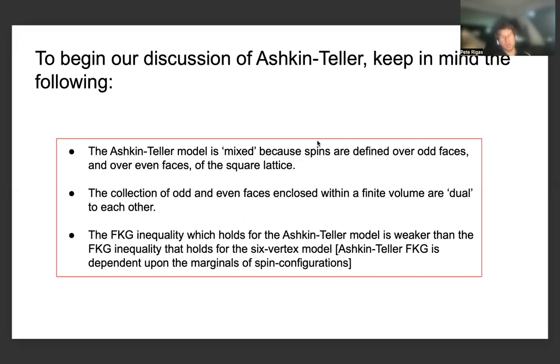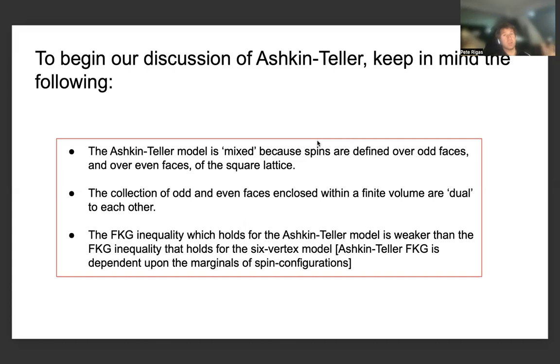And as we had been alluding to, we're very fortunate in the case of the six vertex model, as not in several other models of statistical mechanics, to have the property that the FKG inequality holds under flat and slope boundary conditions, and even other types of boundary conditions. And it holds for the Ashkin-Teller model, but in a weaker form, because the FKG inequality that holds for the six vertex model is not a marginalized inequality, whereas the Ashkin-Teller FKG inequality is dependent upon the marginals of spin configurations only over the set of odd faces or even faces at a time.